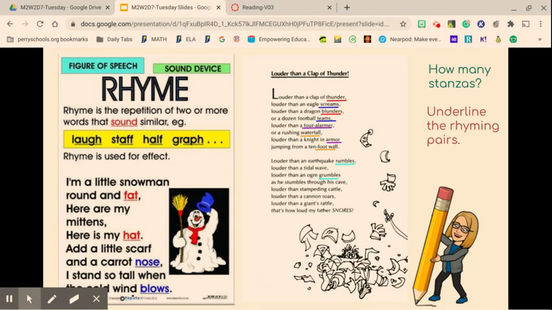Rumbles and grumbles. Wave and cave. Cattle and rattle. Roars and snores. So all of those words, the pairs have rhyming sounds. They sound the same at the end.